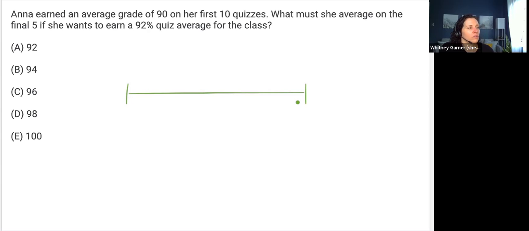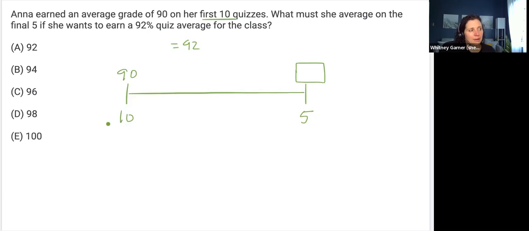So I've got, she earned an average grade of 90 on her first 10. So that's going to be some sub portion, so 90 on 10. And what must she average on the final 5? Okay, so what's missing is the other average. And in general, she wants to earn a 92. I don't really know where this goes, so I'm going to stick the 92 up here for a second. That's her actual average.